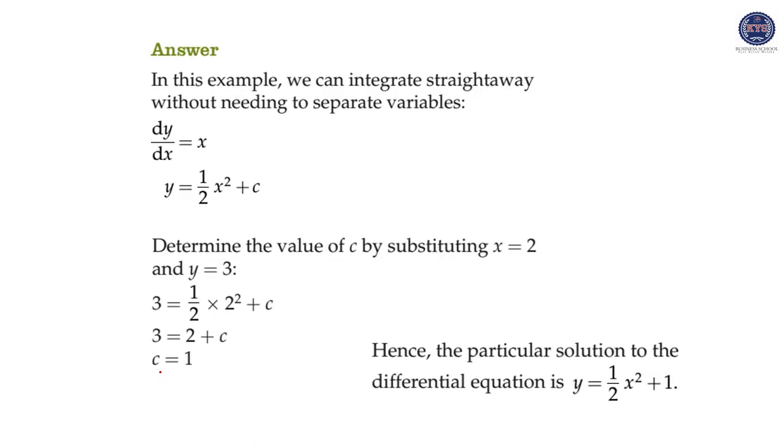Alright, so what we're going to do, first thing first, of course you have to use the separable method, which is put x at one side, y at one side, or for this example you can integrate straight away. Later substitute x equal to 2 and y equal to 3 into this one. Therefore you will get c equal to 1. Therefore the particular solution for the differential equation is y equal to half x squared plus 1.